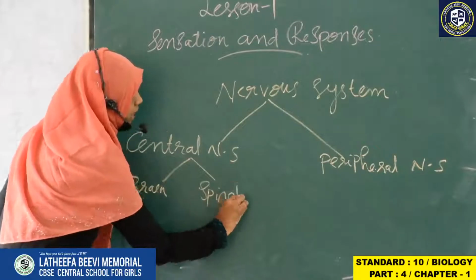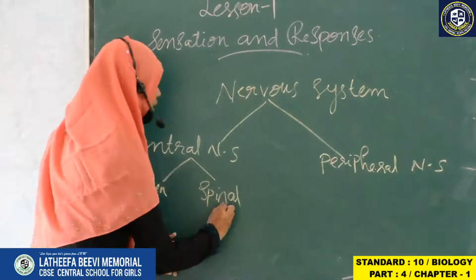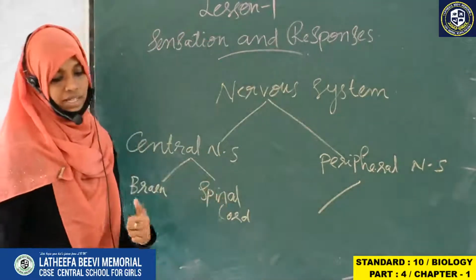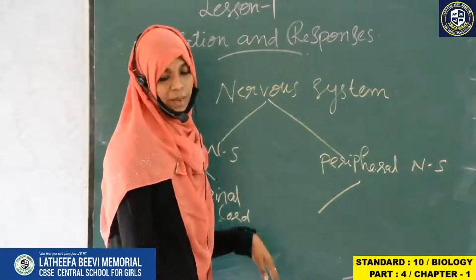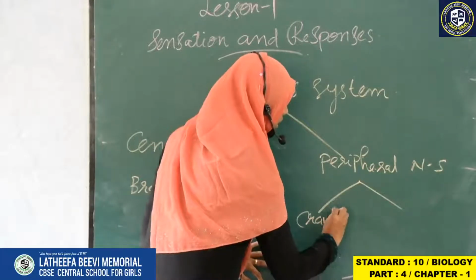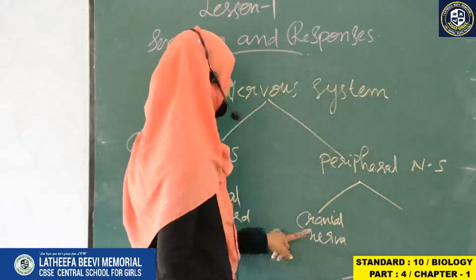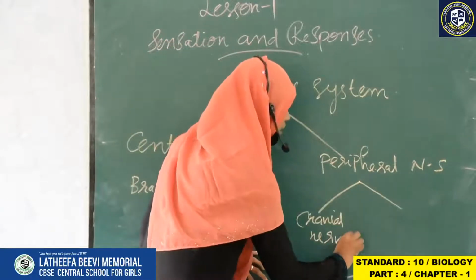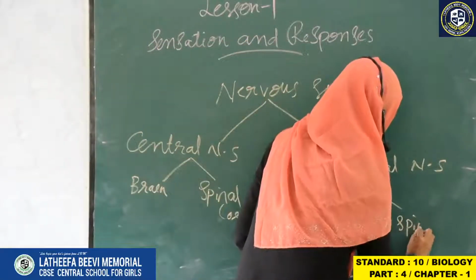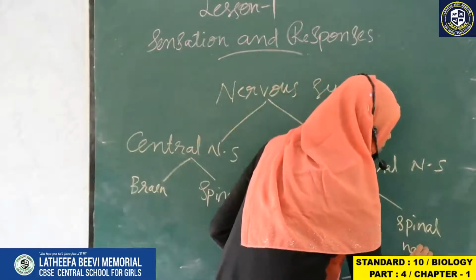We already learned about the central nervous system. It consists of the brain and spinal cord. In the peripheral nervous system there are cranial nerves and spinal nerves. So this is about the nervous system.